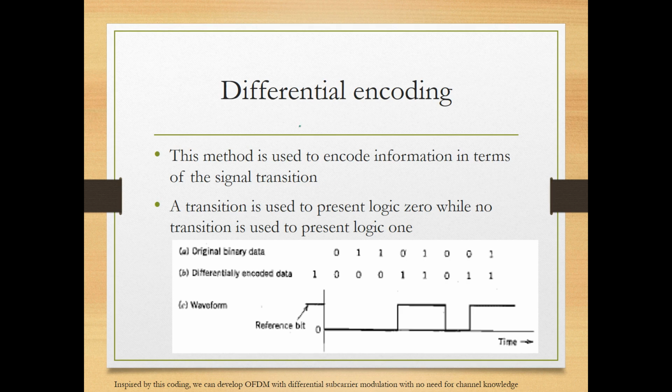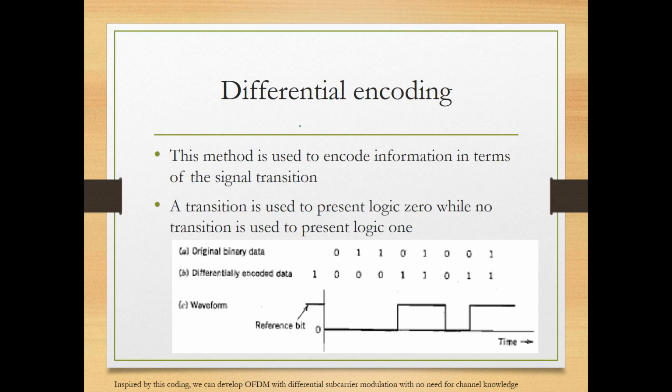Now, these are the basic types of line codes which are used to represent your data bits, the ones you produce from your PCM modulator, pulse code modulator. And each one of them has some advantages and some disadvantages.